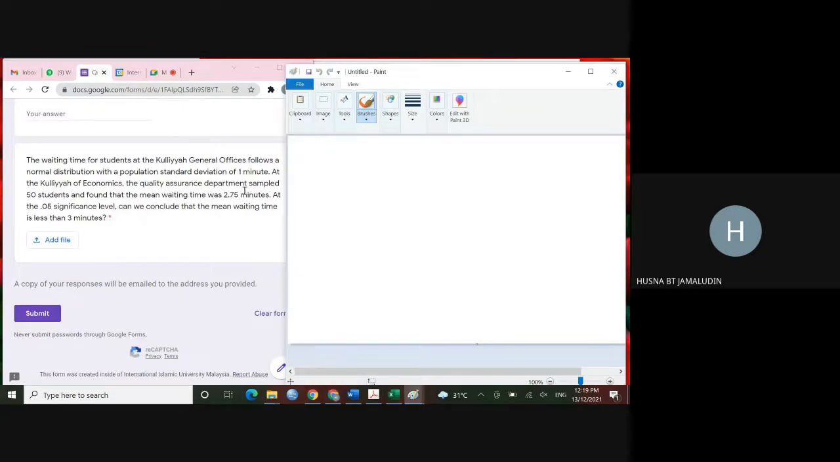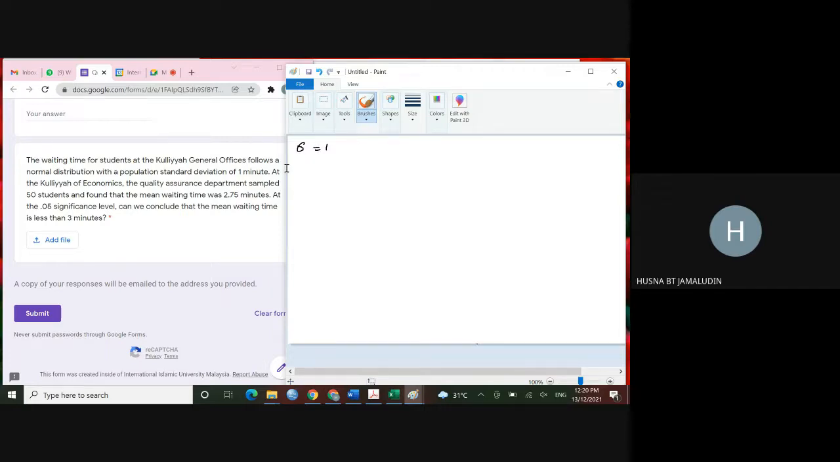So the waiting time for students at the kuliah general offices. It means you have so many kuliah, right? You have engineering, architecture, economics, what else? Follows a normal distribution with a population standard deviation. So it is clearly mentioned that you have the sigma. What is the sigma? 1 minute. At the kuliah of economics. Now we want to focus just on the kuliah of economics.